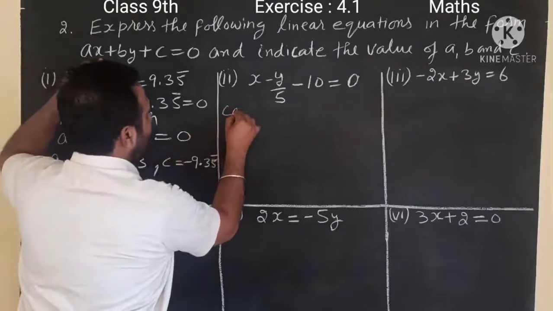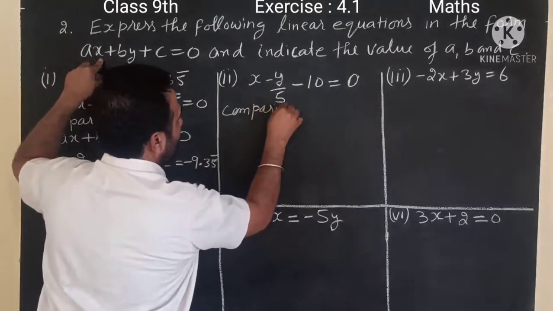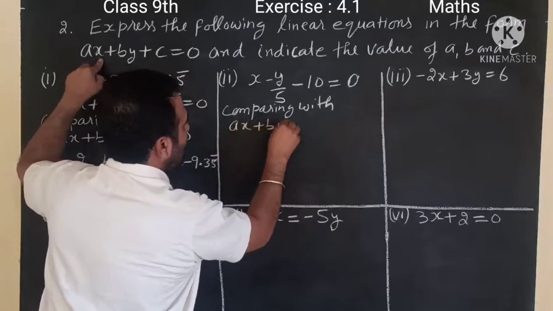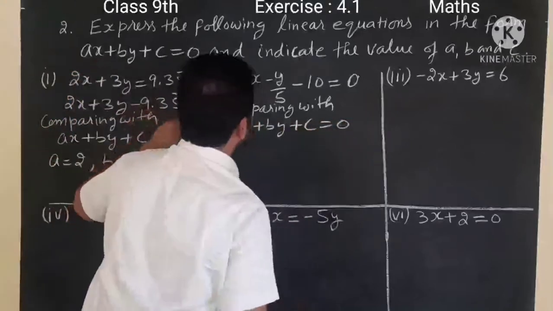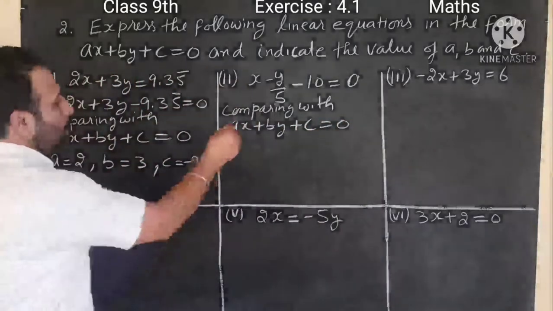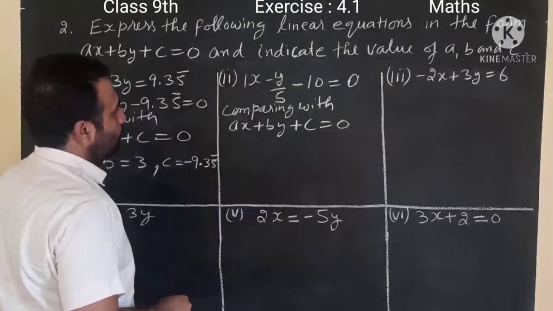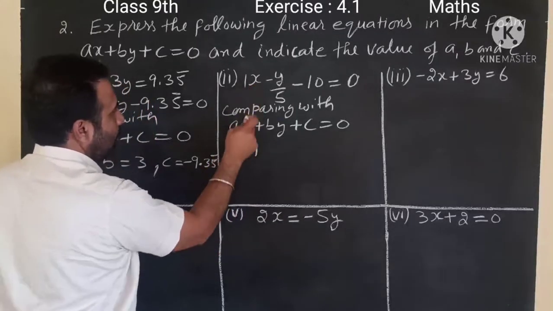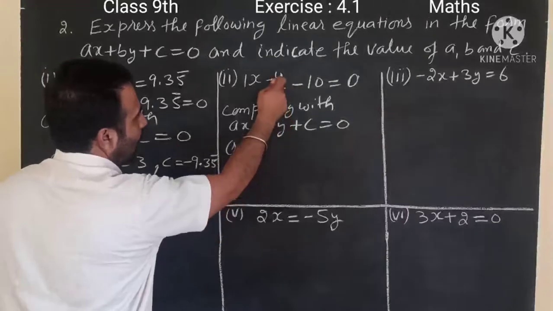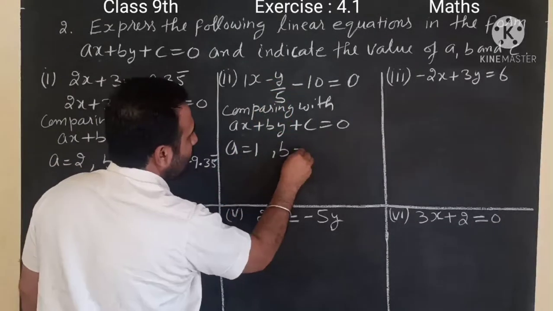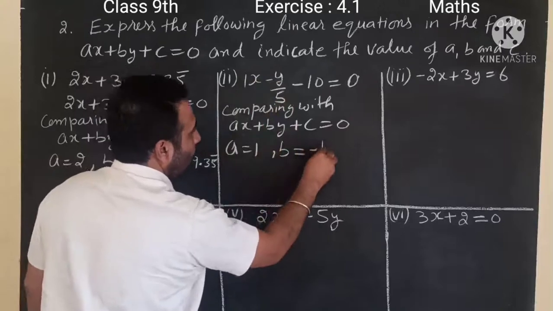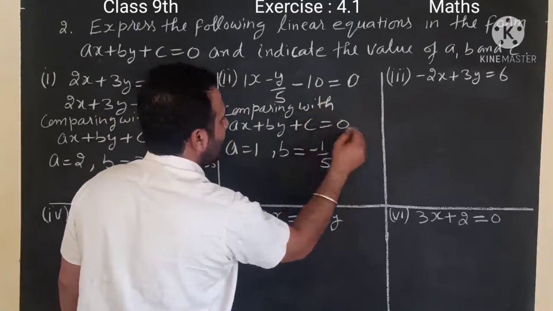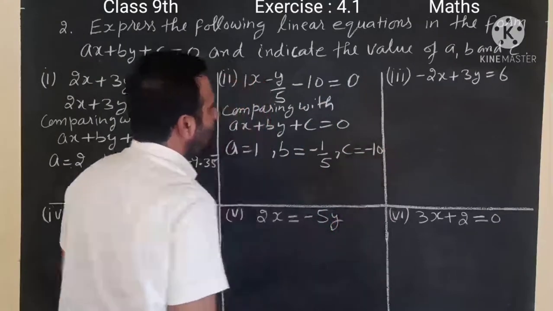So comparing with ax plus by plus c equal to 0. So from here we can check the value of a is 1. Okay, so the value of a is 1. We can check with the variable of x. Okay, now check with the variable of y, that is the value of b is minus 1 over 5 and the value of c is minus 10. That is a constant number.